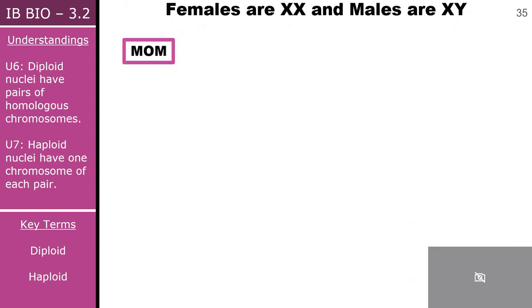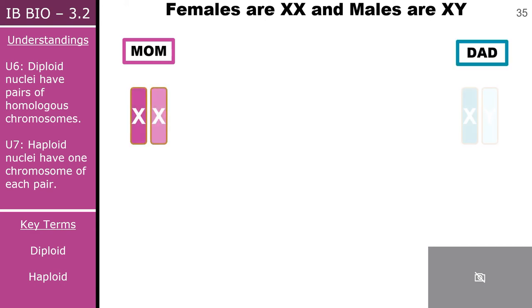So I'm just going to tell you right now that females have two copies of an X chromosome, where males only have one. So females are always XX, and males have one X chromosome that they got from mom and one Y chromosome that they got from dad. So it's an exclusive inheritance.